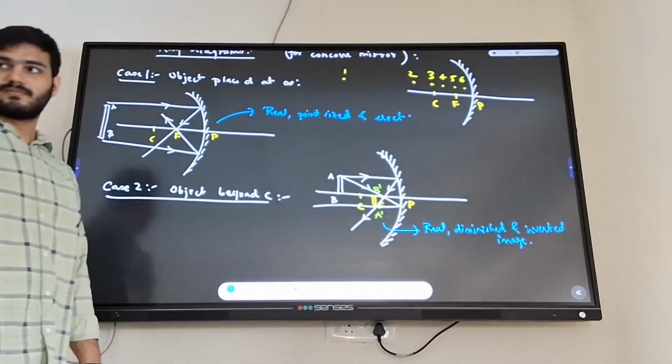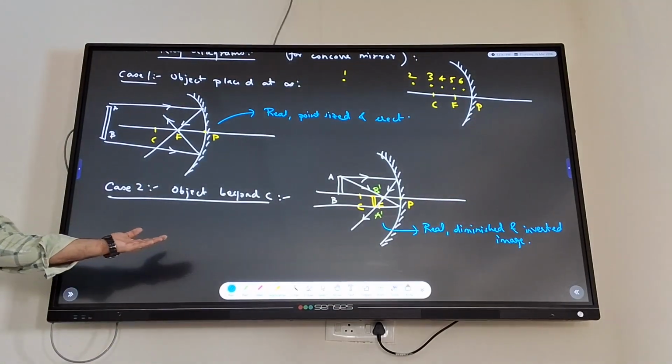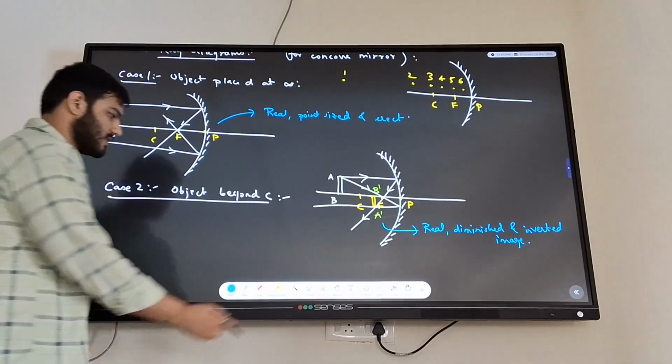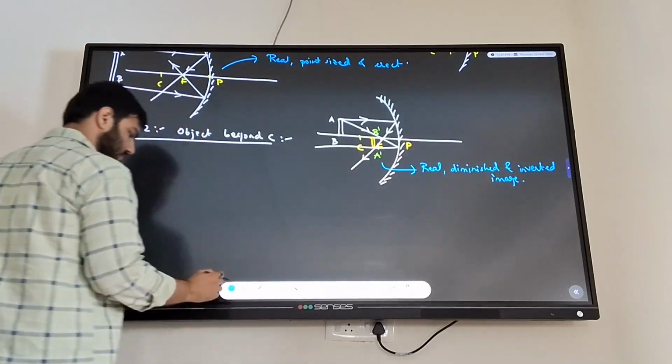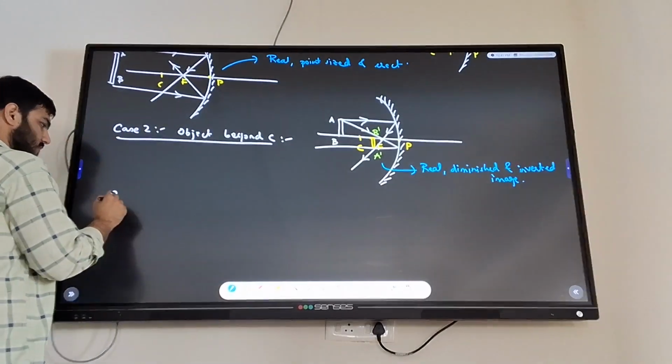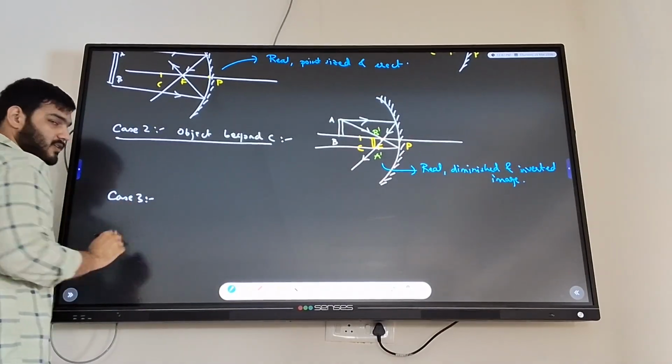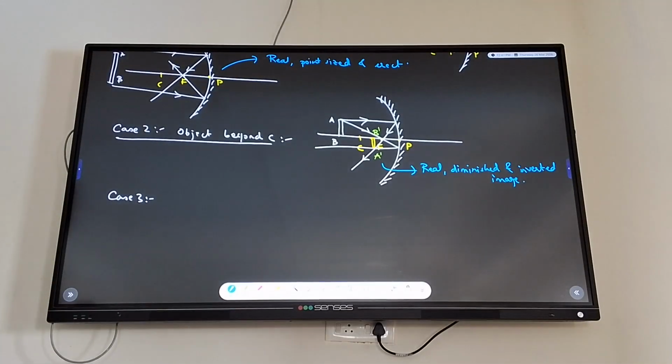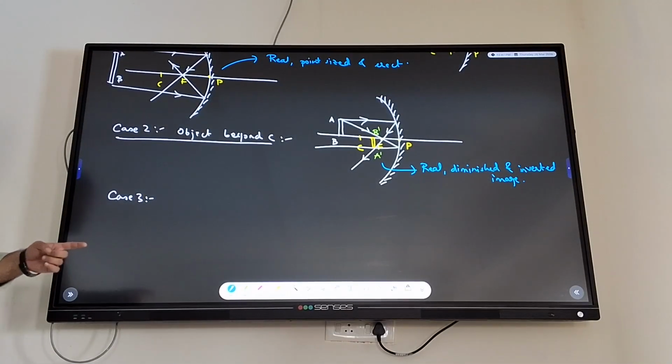Do you understand? Yes? Case 3. Now where should I put my object? At C. Yes or no?